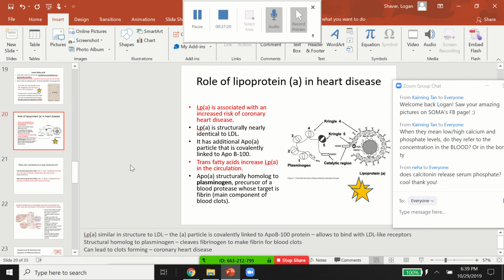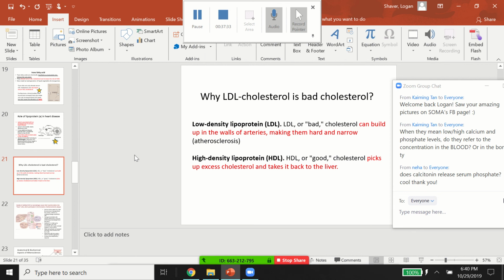Okay. So basically, just know the mechanism behind it, that LPA is going to be increased with trans fatty acids, and then it's a homolog to plasminogen. Okay. So that's what you need to know. And what does that mean in terms of consequences, right? So know that, and that'll go a long way.